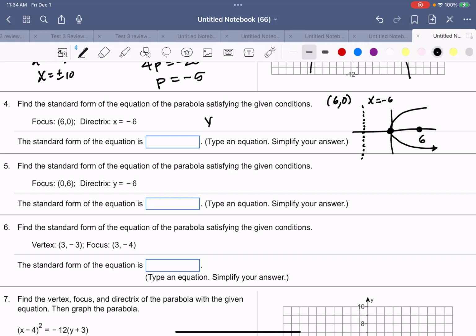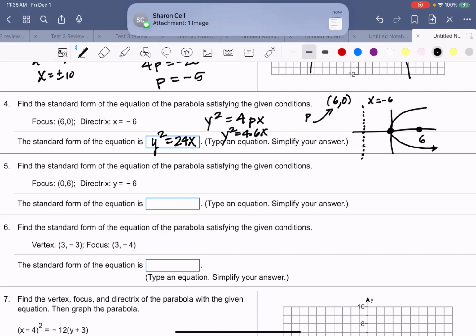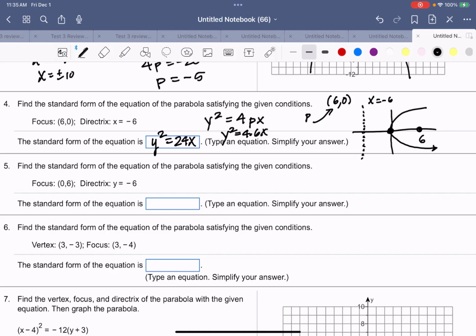That's going to be y squared equals 4px. They gave me p when they gave me the focus. So I'm going to substitute a 6 in there for that p, and y squared is going to be 4 times 6x. So y squared is 24x. And that's all they want us to do there.